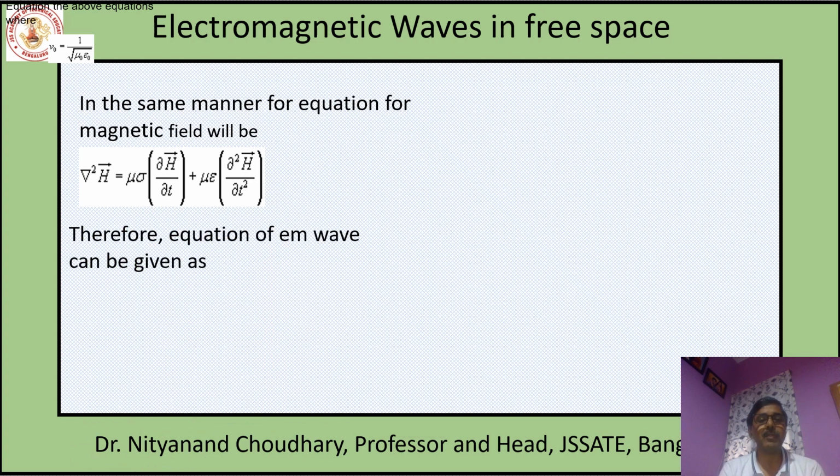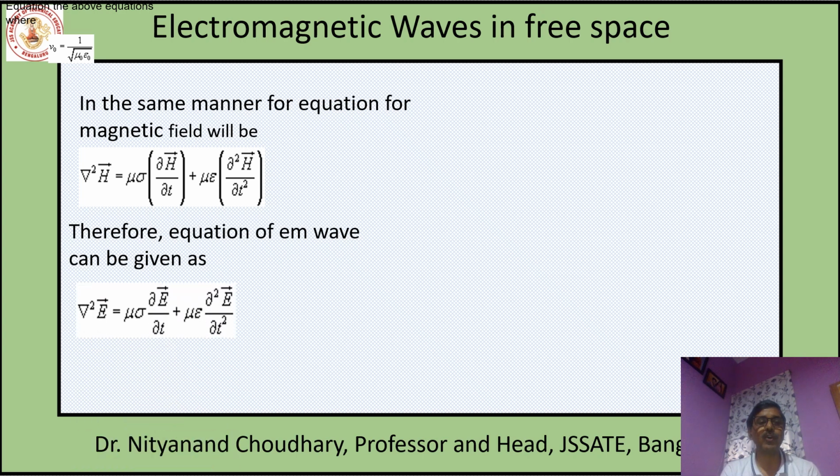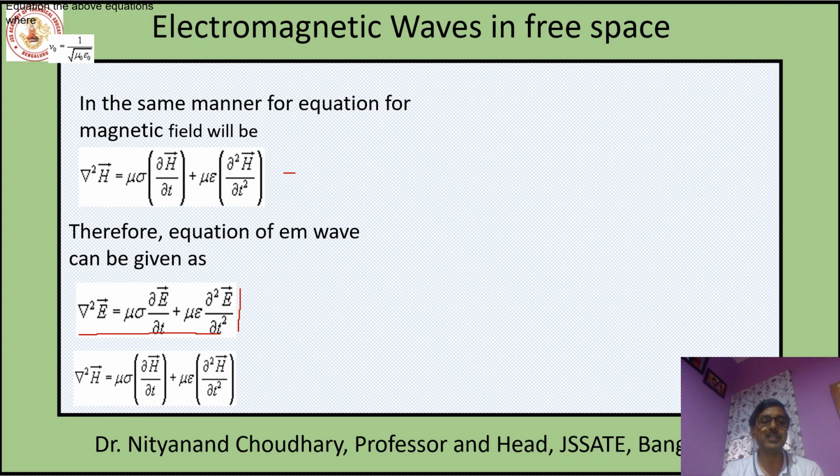Therefore, the electromagnetic waves can be given as, this is for your electric component, del square E is equal to mu sigma del E upon del T plus mu epsilon del square E upon del T square. This is for your electric component, right? And here you have calculated for your magnetic component. So magnetic component is this, del square H is equal to mu sigma del H upon del T plus mu epsilon del square H upon del T square.